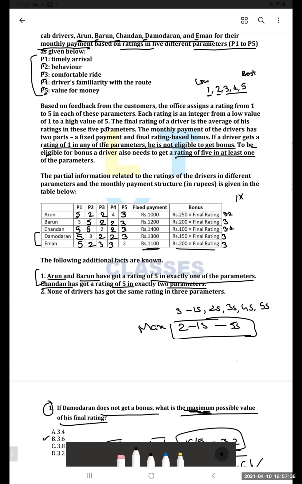What is 0.2 times 250? 50. So the bonus part would be 750 plus 50, 800. And the fixed payment is 1000. So the total payment that has gone is 1800. Did everybody follow? One second. Yes. Okay, can somebody tell me what is it for the second one?